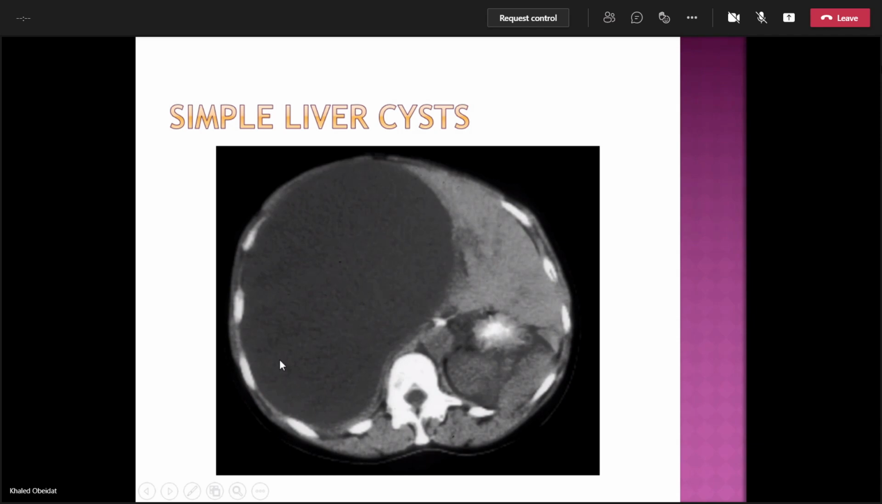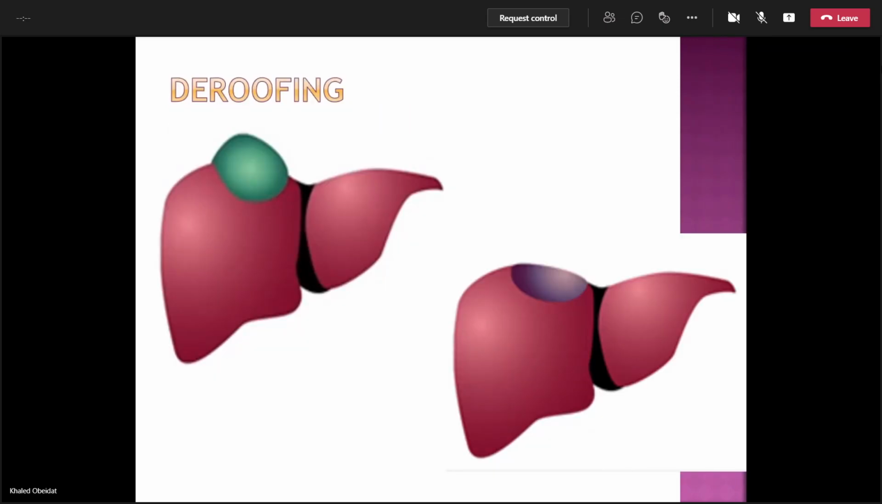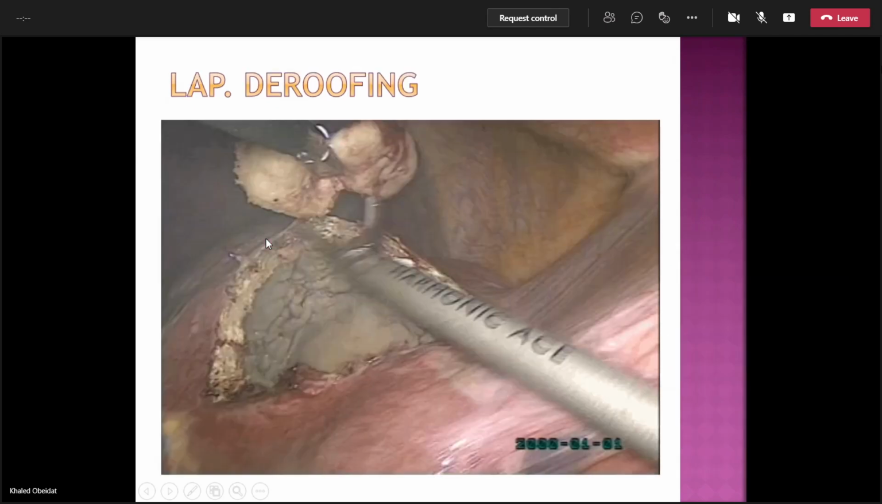We just observe these cysts unless they are causing a problem. If they are causing a problem, we do what we call deroofing. And this deroofing can be done usually by laparoscopy. We remove the part of the cyst that's coming out from the parenchyma so that the fluid that's secreted by the lining will be drained into the peritoneal cavity and there will be no cyst anymore. This is an example of laparoscopic deroofing for a simple cyst.